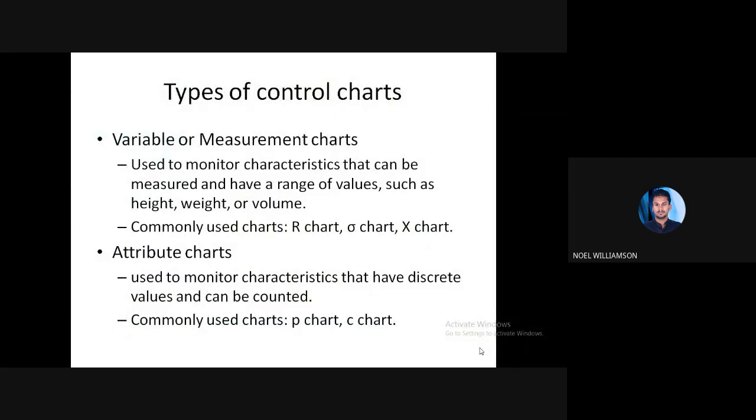Okay, in the last class we have seen what are the main types of control charts. There are basically two types of control charts. That is, first one variable control chart and next is the attribute control chart. So what is the basic difference between them? One is regarding the variables.